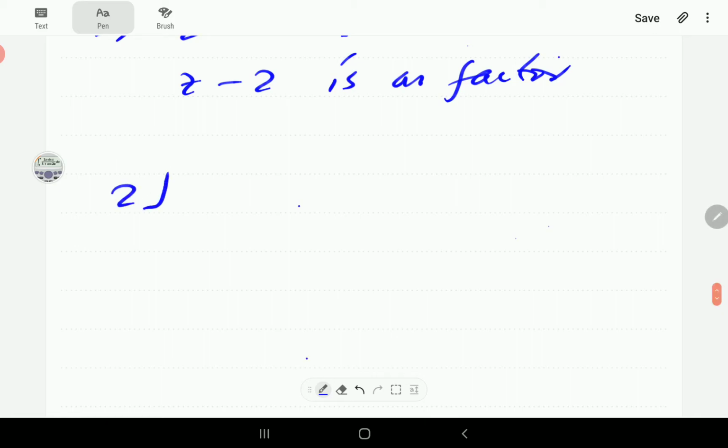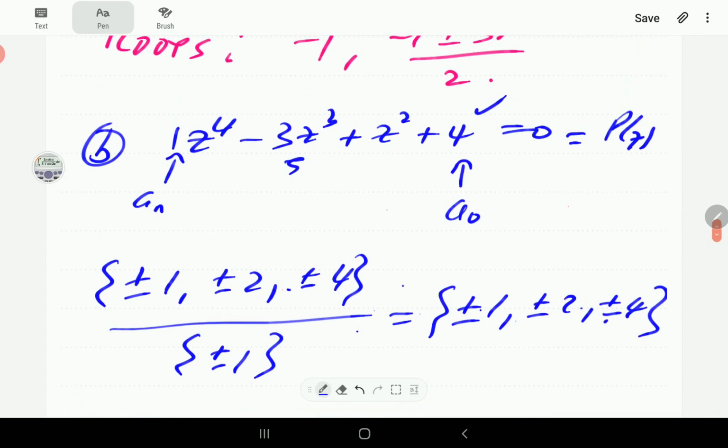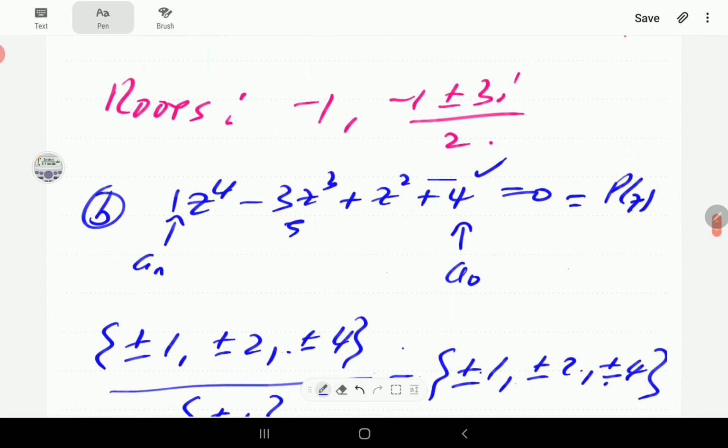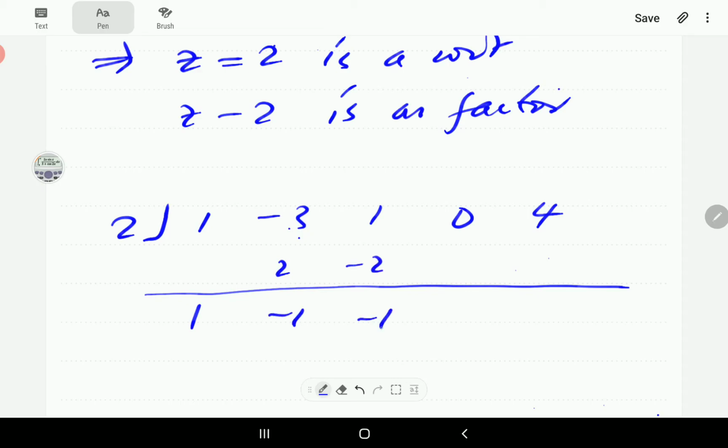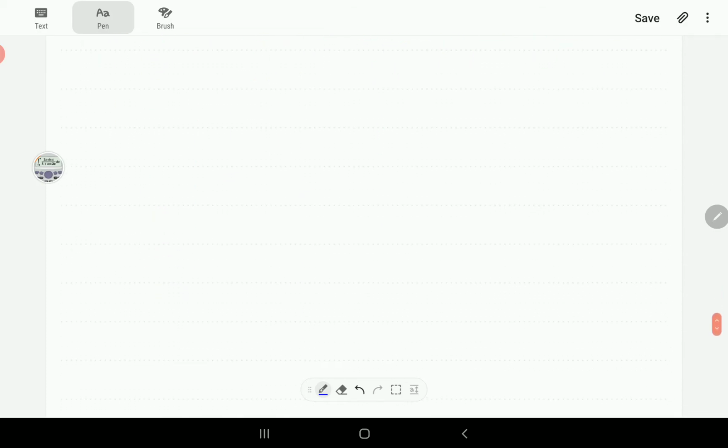So if we do that using synthetic division, we've got 1, minus 3, 1, 0, 4. The 0 here is because this polynomial does not have a term of degree 1, so we put a placeholder. So that's that 0 there. So we bring down 1, we multiply by 2, we add, we multiply by 2, we add, we multiply by 2, we add, we multiply by 2.